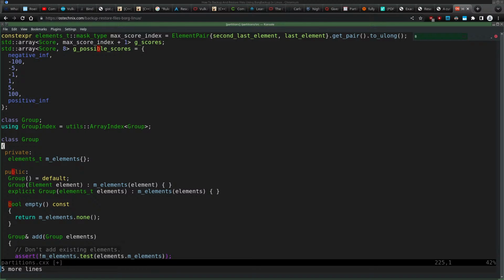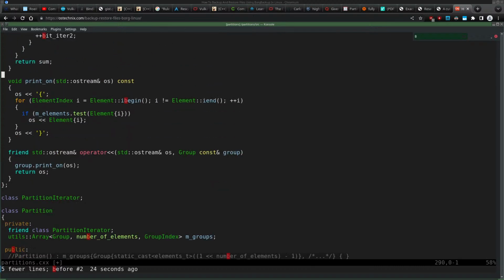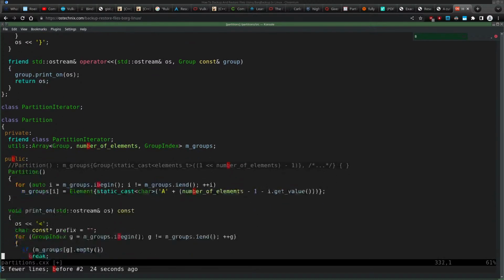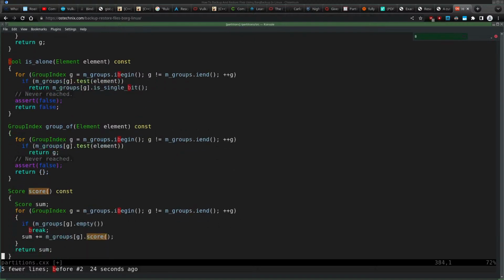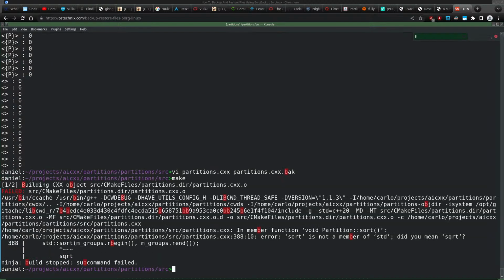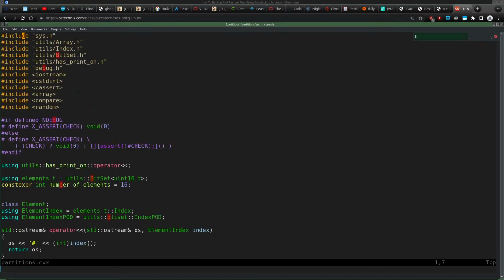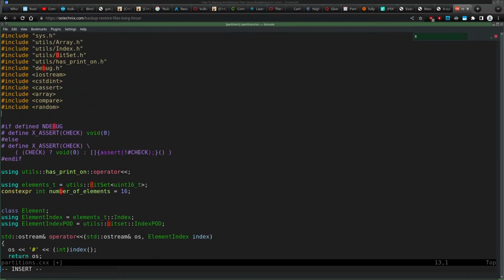Seriously, this thing is still called M elements? Or did I add it to some... I should have added it to something else. Oops. Partition. Partition also has a score. I thought I put the sort after the score, but I put it in the wrong class. It doesn't know sort, which is probably algorithm or something. Algorithm.